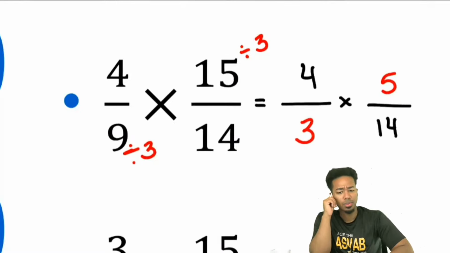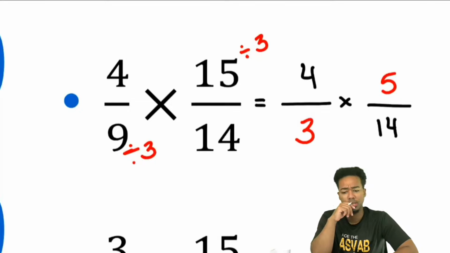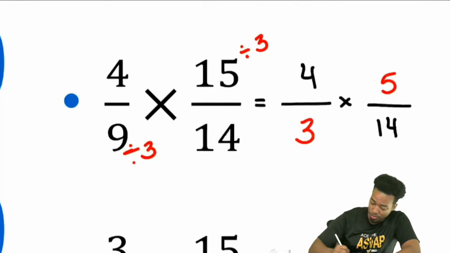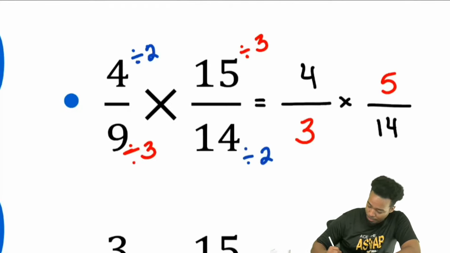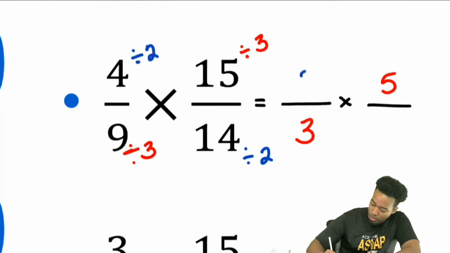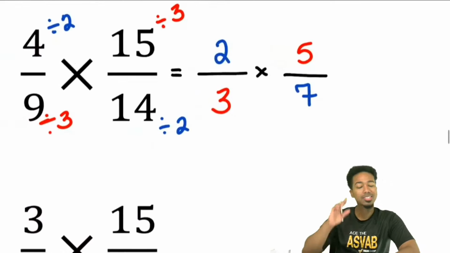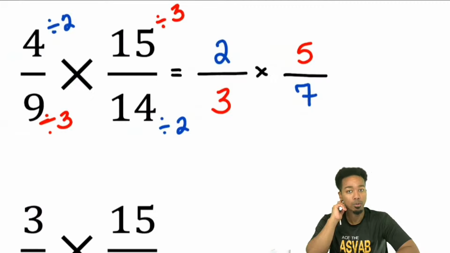What else can we do? Well, we have the 4 up top and the 14 on the bottom. Everybody, what can you divide from 4 and 14? You can divide a 2 out. Absolutely. I can take a 2 out by dividing from the top and the bottom. Look at how much simpler this becomes. 4 divided by 2 is 2. 14 divided by 2 is 7. Now that we're done simplifying first before multiplying, allow us to try multiplying now.